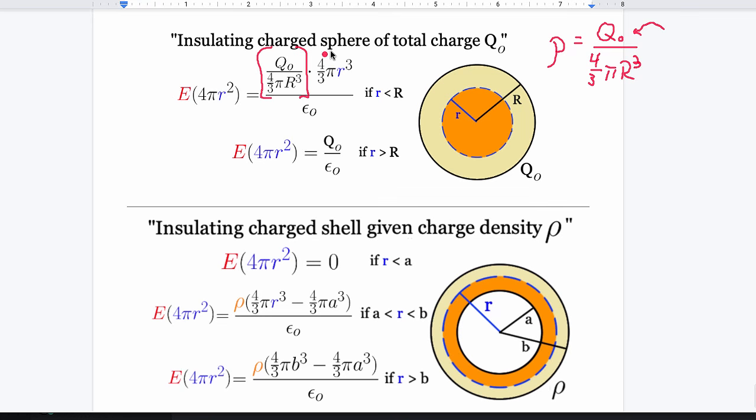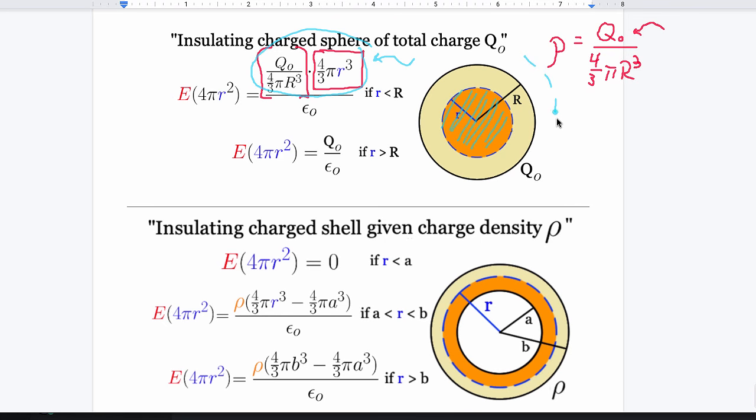What do we multiply? The same thing we did before. You multiply by the volume you're finding. So if my Gaussian surface has a radius less than capital R, I'm only enclosing this much charge, so I multiply by that much volume. This whole numerator gives me the total charge in this volume right here.